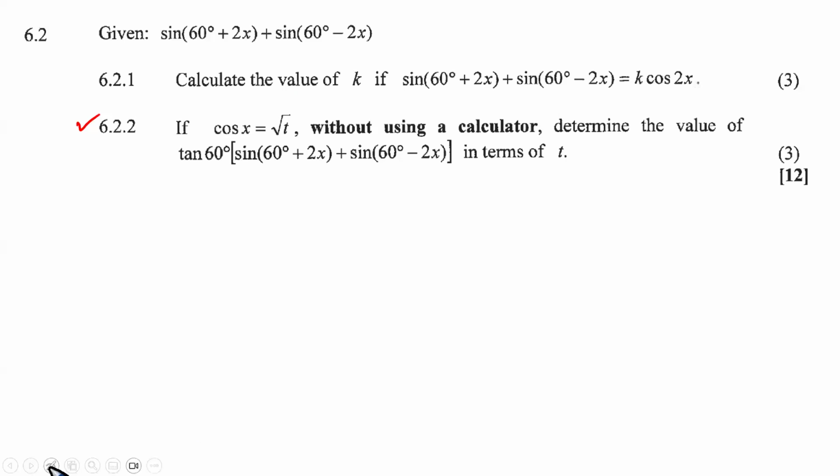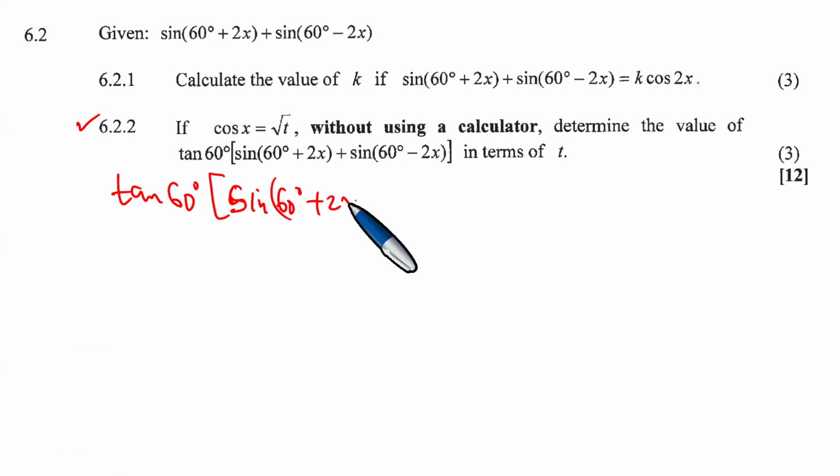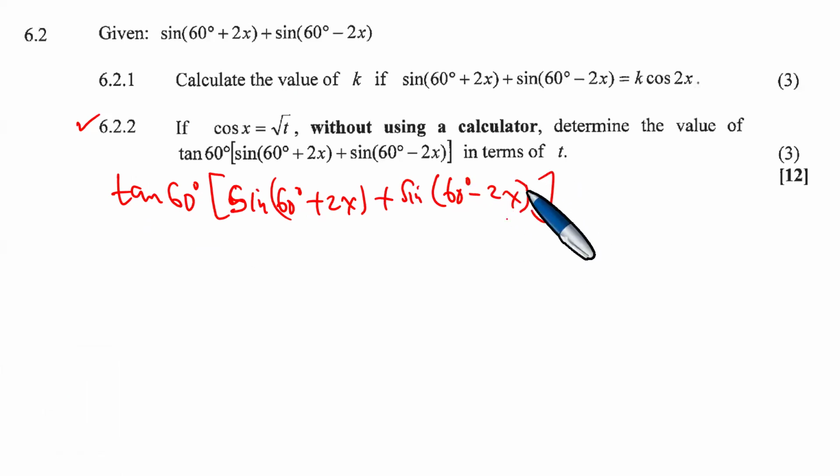First things first in mathematics, even when a question is difficult, what you do first is copy the question. It is actually the tangent of 60 degrees, and you have the sine of 60 degrees plus 2x plus the sine of 60 degrees minus 2x, like so. Then what do we do next?